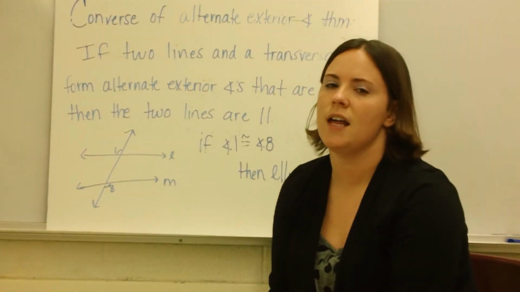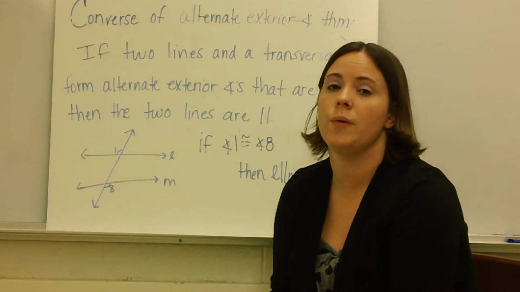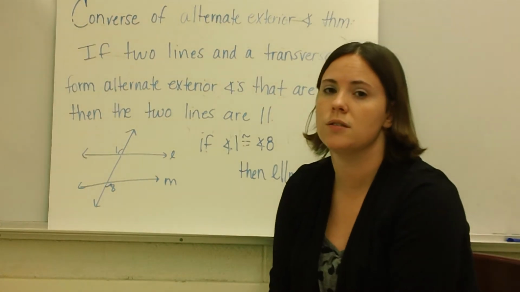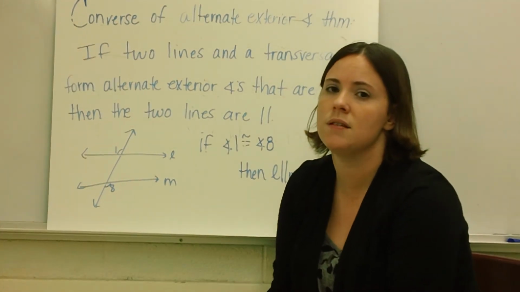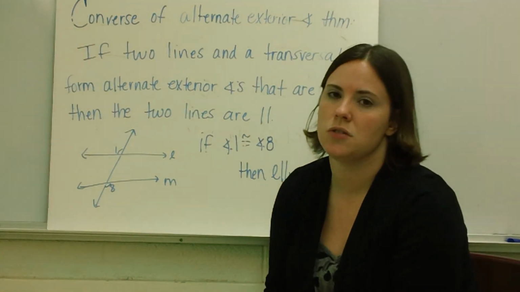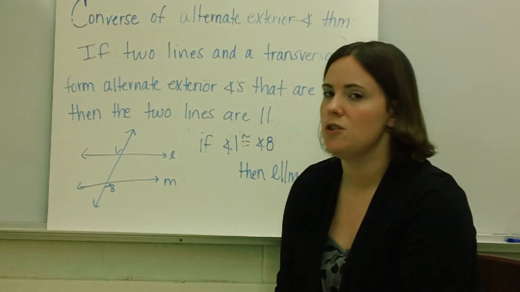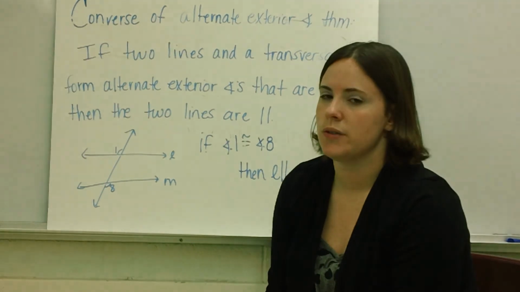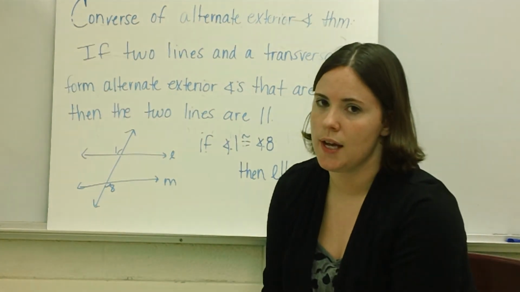Just remember that it's the converse now. In chapter 2, when we talked about conditionals, converse, inverse, and contrapositives, the converse switched it. So we're taking it and saying, okay, these lines are parallel, so these angles are equal. Now we're proving that these angles are equal or supplementary to tell these 2 lines are parallel.